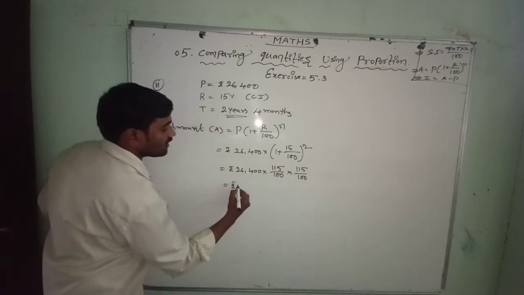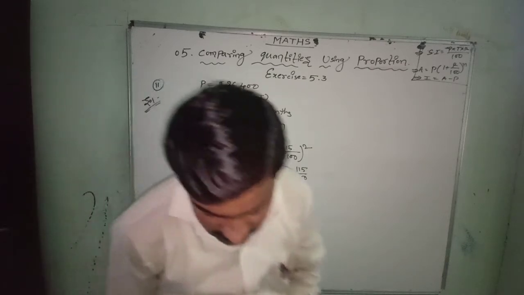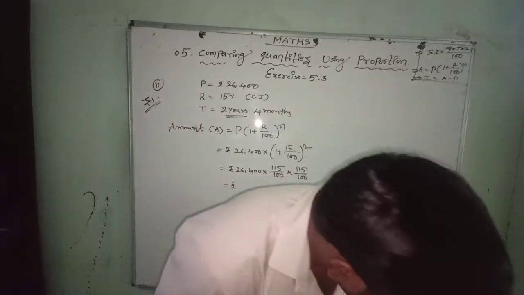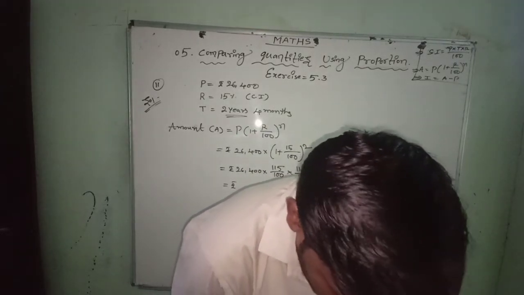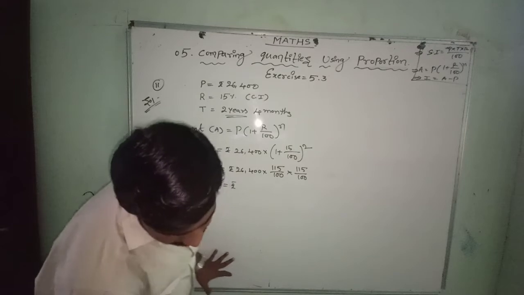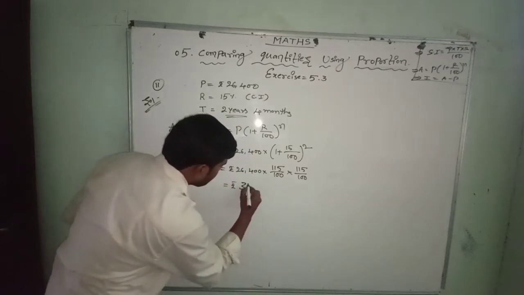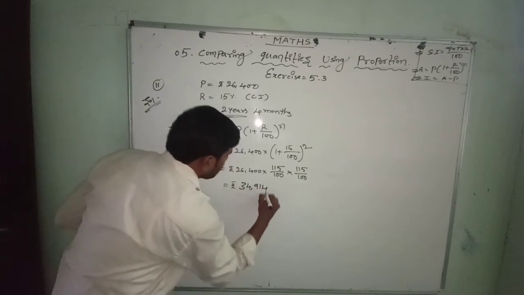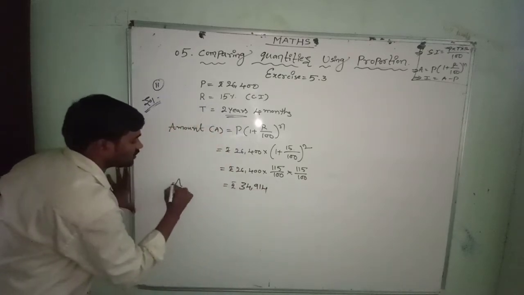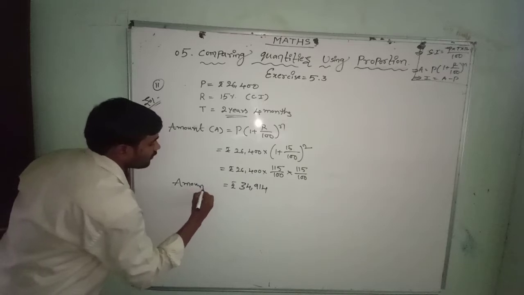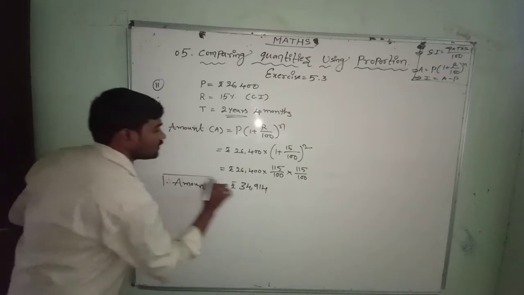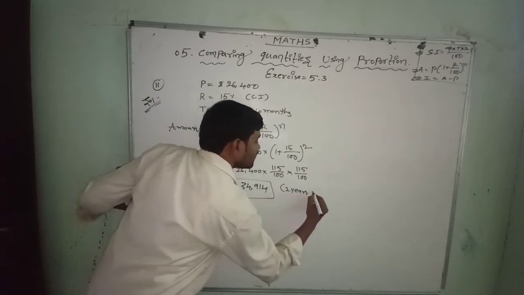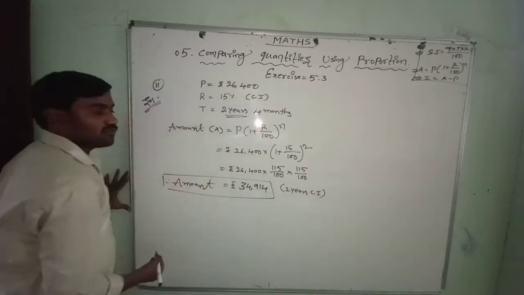So by simplifying this we get the answer. Now by simplifying you will get 34,914. This will be the amount she paid. This is the amount for only 2 years, for compound interest.